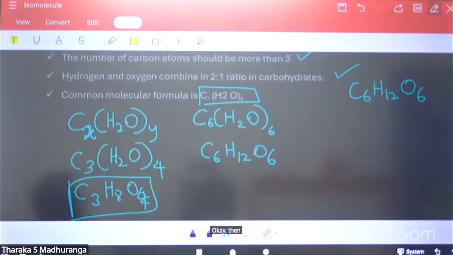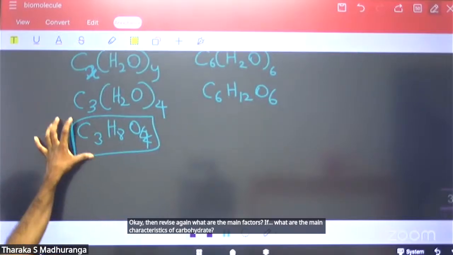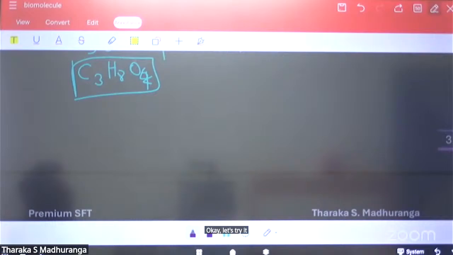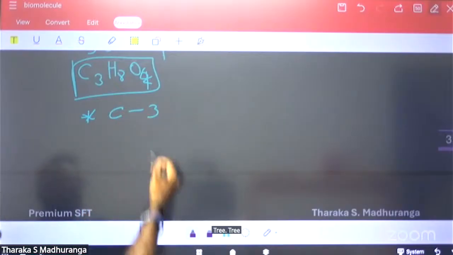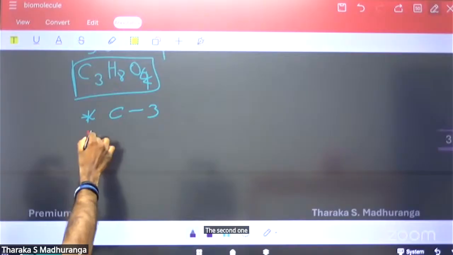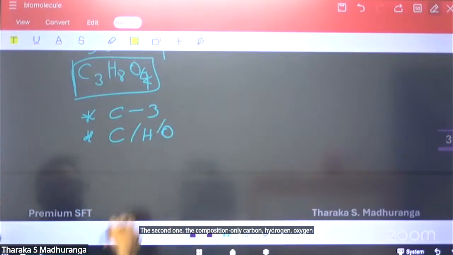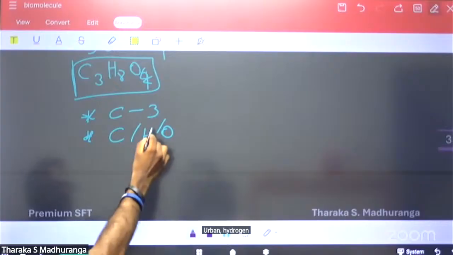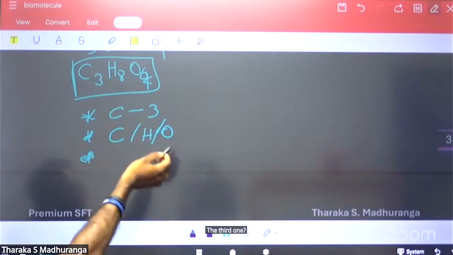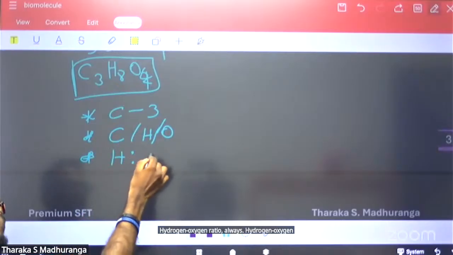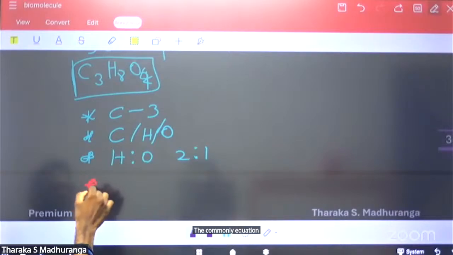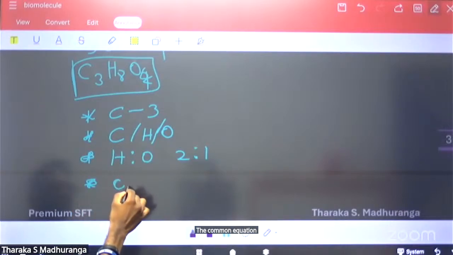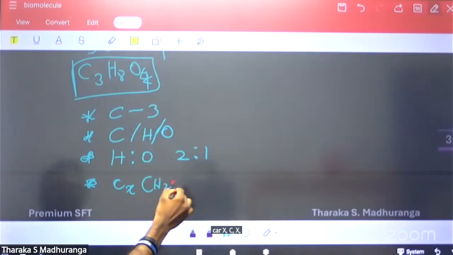Okay, then revise again. What are the main characteristics of carbohydrate? Let's write again. The main characteristic: the number of carbon at least 3. The second one, the composition: only carbon, hydrogen, oxygen only. The third one, hydrogen oxygen ratio always 2 to 1. The common equation CxH2Oy.